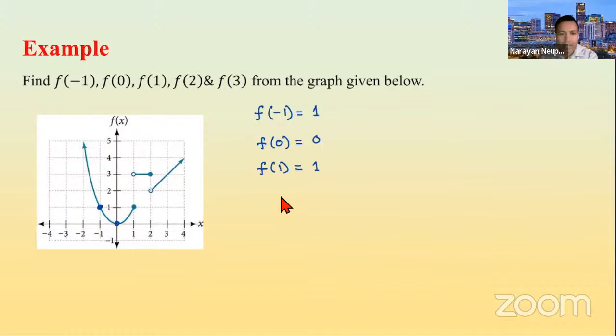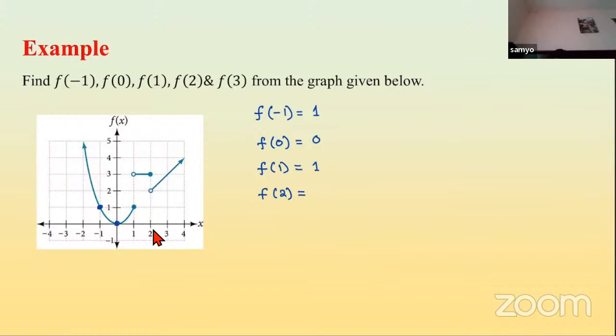Let's see who I can ask next. F of 2. Samyo, could you please unmute yourself? Please tell me, what is the value of the function at 2? What do you think? 2. Okay. Everybody look at this screen. This is confusing. Thank you, Samyo.